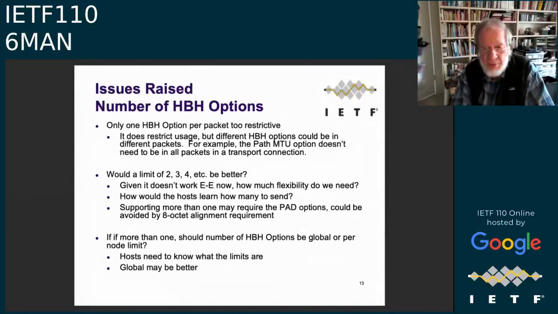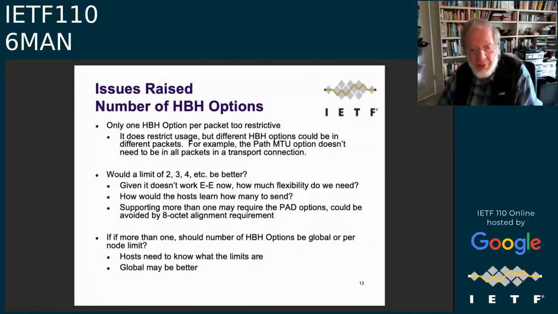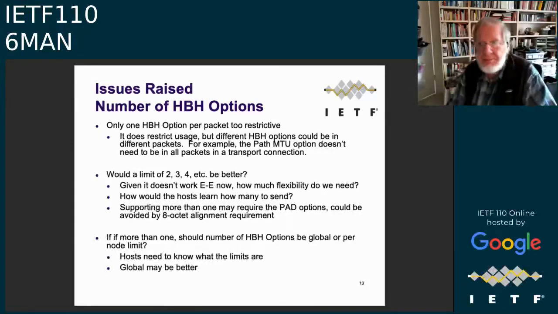And then the last one was, if there's more than one, should this be a global or a node limit? I think it probably wants to be global. Hosts need to know what the limits are, because if you send less than the limit, it's fine, but if you send more, then the packets can be dropped. Next slide.